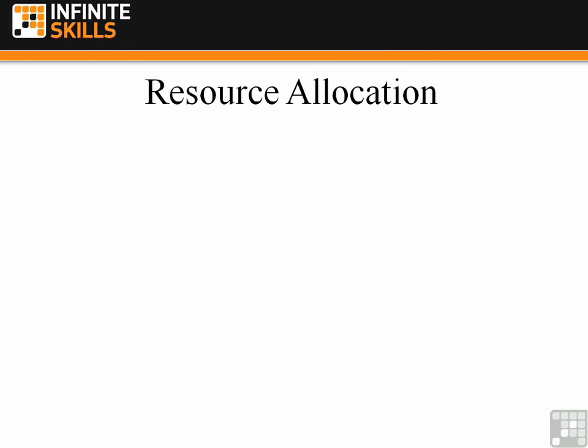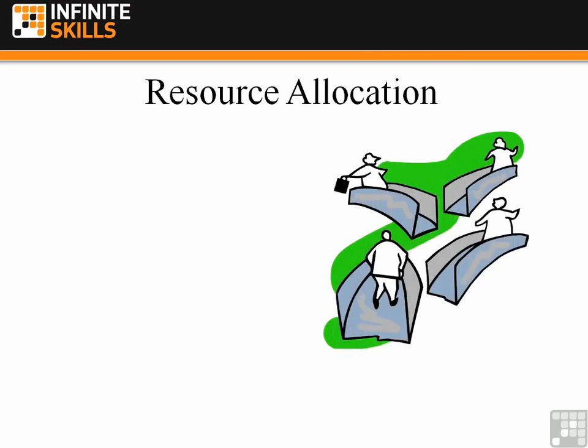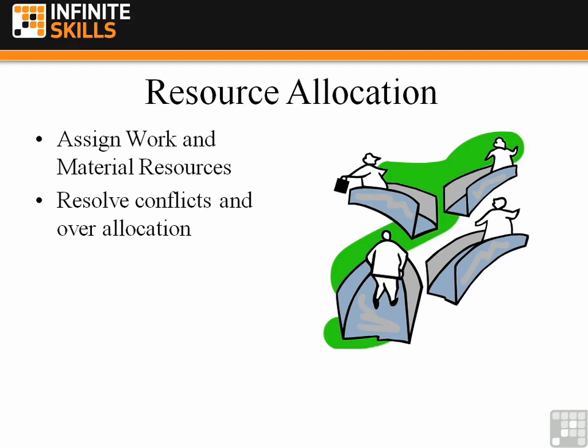You then need to allocate your resources to the tasks. So you would assign your work and material and cost resources to individual tasks throughout the project. Resolve any conflicts and over allocation, where you may have assigned the same person 2 jobs that are trying to take place at the same time, and then you can produce costings on the project, all from within Microsoft Project.